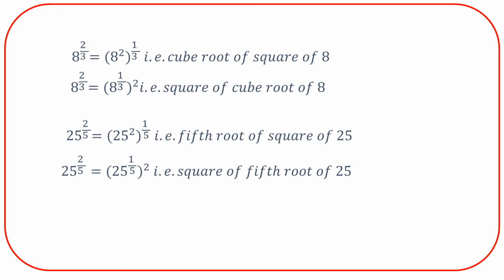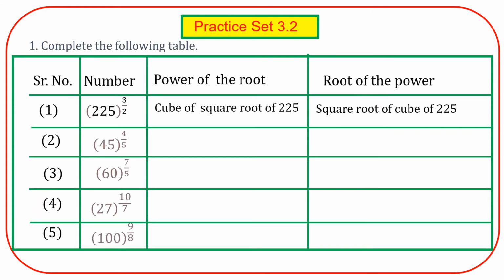Now we solve practice set 3.2. First question, complete the following table. Here is the table. The serial number and the index form are given. Write down the power of the root or the root of the power. The number in the index that is in the numerator is the power, and the number present in the denominator is the root.